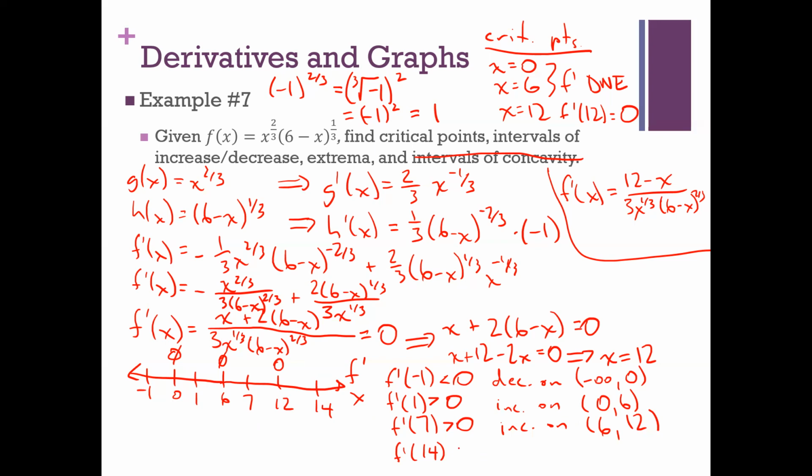And finally, f prime of 14. What's that one going to be? Be careful. Is the denominator positive? Oh, no, yeah. It would be negative. The denominator is positive, but you have 12 minus 14. So we are decreasing on what? 12 to infinity.